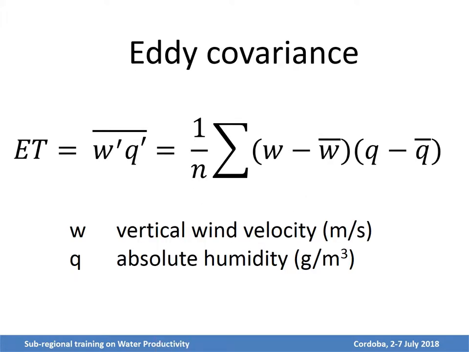We can perform the sum of the deviations of vertical wind velocity and multiply that by the deviation of water vapor concentration. We sum those and divide by the number of data. Using the notation of eddy covariance, we will be averaging the product of deviations of vertical wind by the deviations in absolute humidity, q, and that average will give us directly the flux of evapotranspiration at that height.